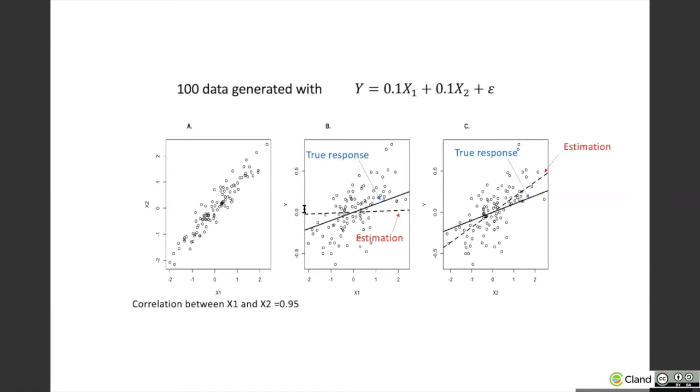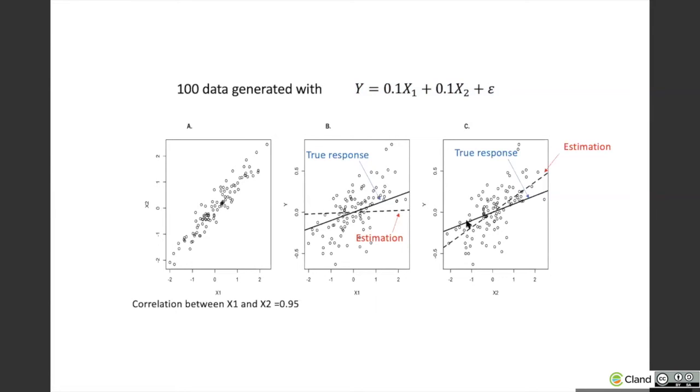So what I did is to fit a linear regression model using the function LM, GLM, to relate y to x1 and x2. The continuous curve in black here corresponds to the true response. Okay, the true response corresponds to a slope equal to 0.1 for x1 and 0.1 as well for x2. In fact, here in reality, in my model, x1 and x2 have exactly the same effect on the response y.